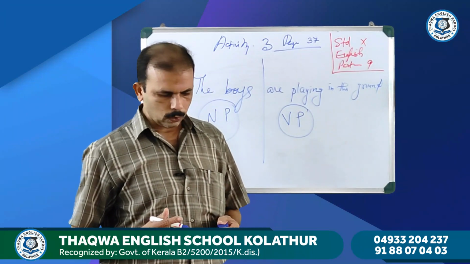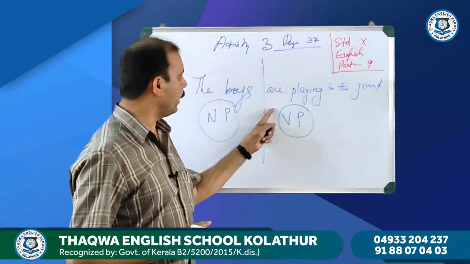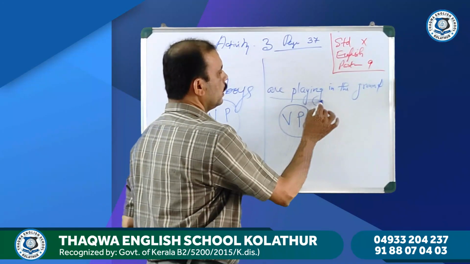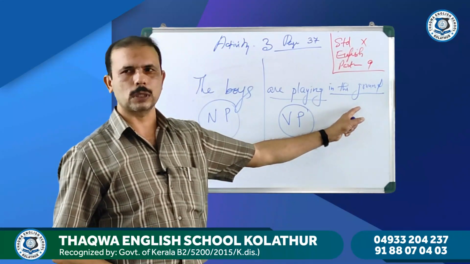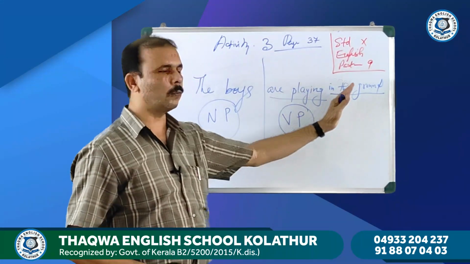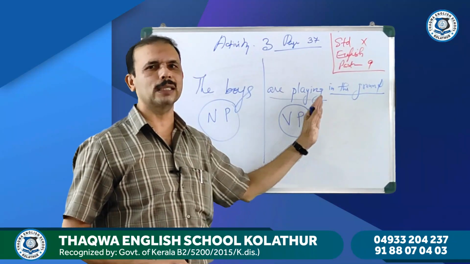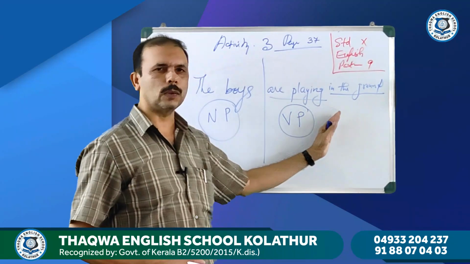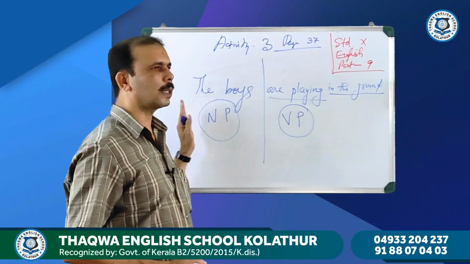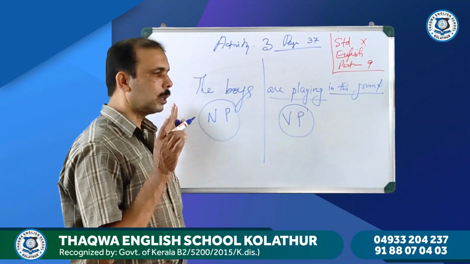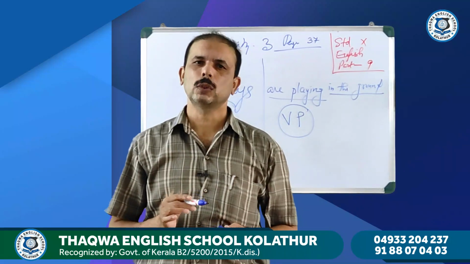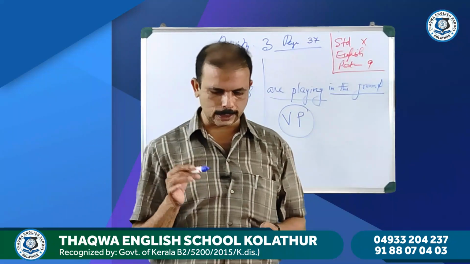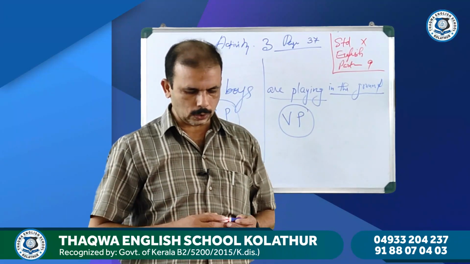Okay. Now, the boys are playing in the ground. Are playing is the verb. In the ground, that is a prepositional phrase. So these are all parts of the verb, verb and its explanation. So this is called verb phrase, and this section is called noun phrase. That is for a sentence. A sentence has these two different parts.